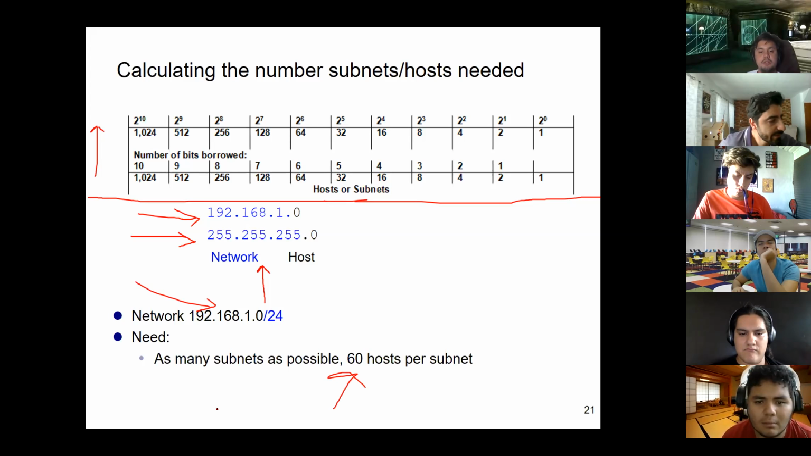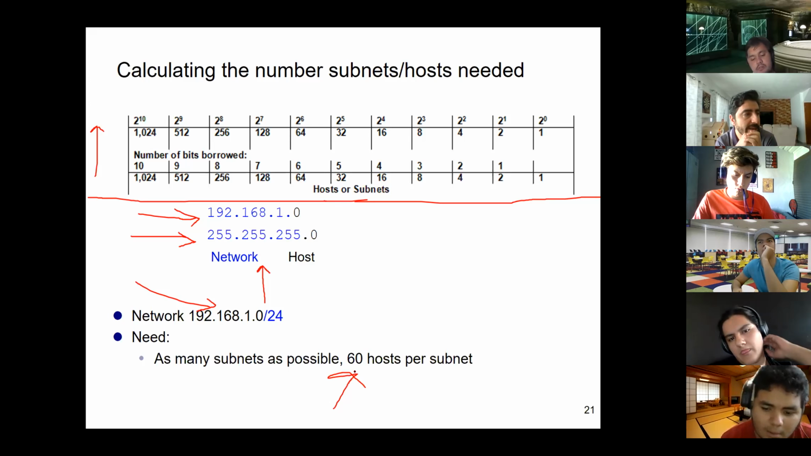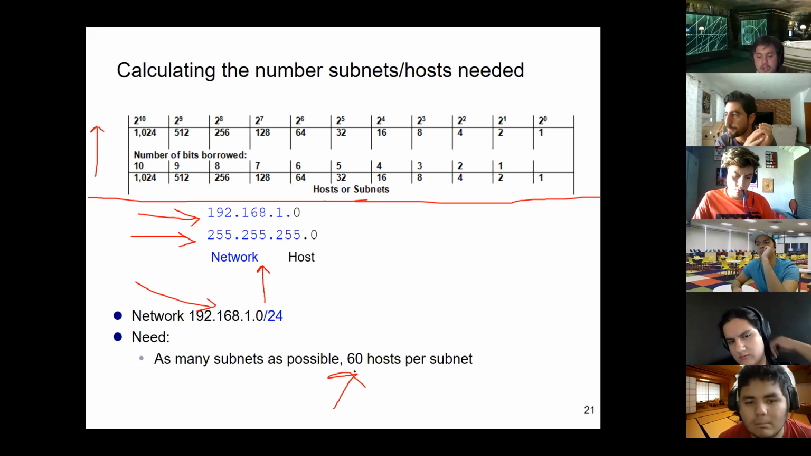So what is the answer for this question? Remember, they don't tell you how many subnets you want. They say they want 60 hosts per subnet.